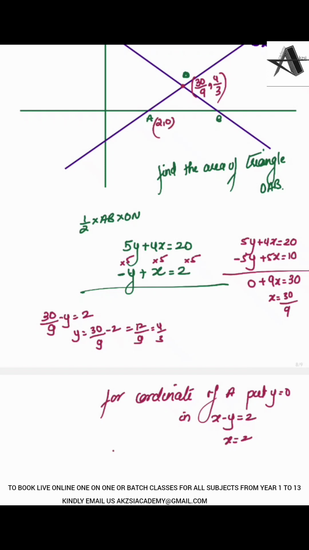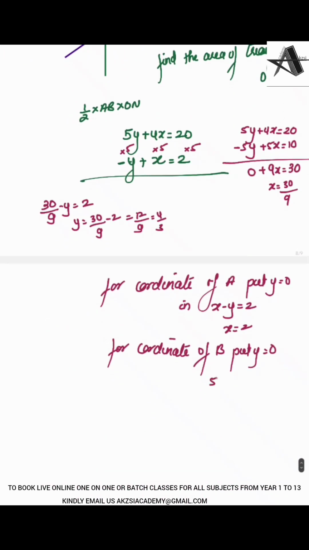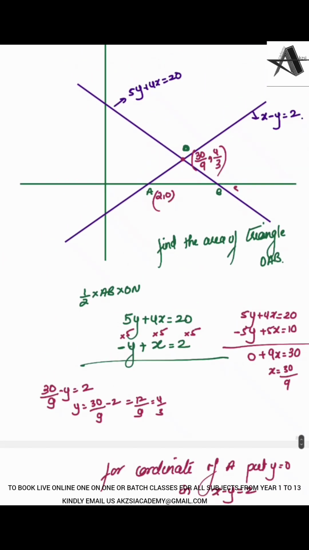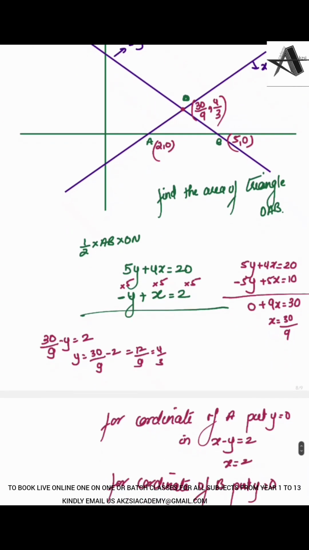Similarly for the coordinate of B, we need to put y equals 0 in the equation 5y plus 4x is equal to 20. When you put y equals 0, x will be 5. So this is 5 comma 0. Obviously, this length is 3 units. How much do you have to move from 2 to get 5? It's ultimately 3 units. So A to B is 3 units.